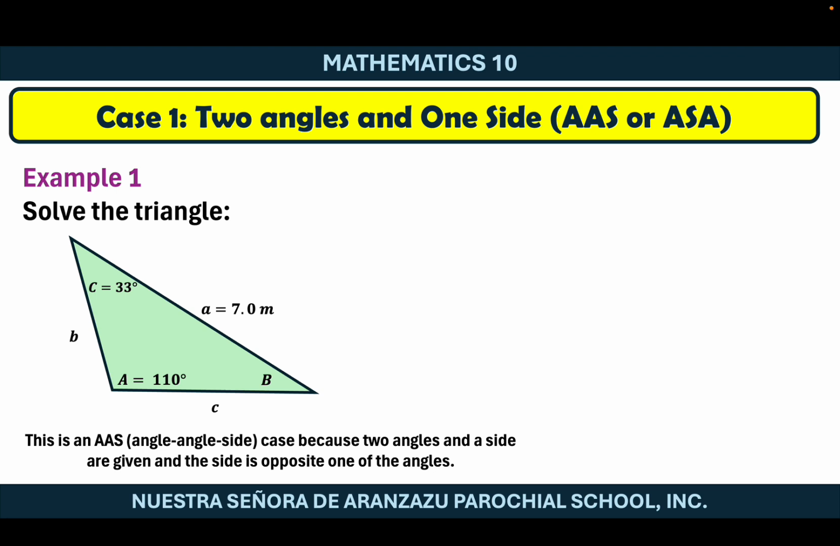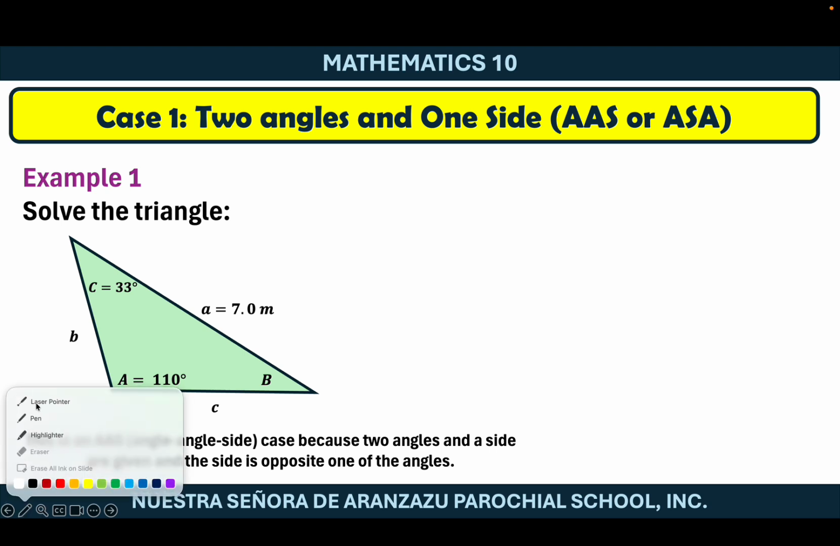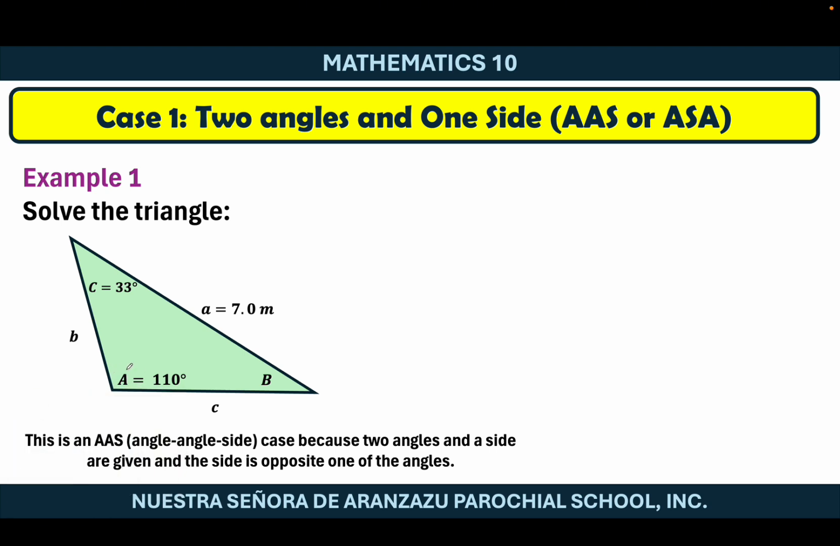Alright, so let's have our first example in solving an oblique triangle using the law of sines. Using the given example, the triangle has an angle A which measures 110 degrees. So this triangle can be classified as what? Is it acute or obtuse? Very good. This is an obtuse triangle because one of the angles of this triangle measures greater than 90 degrees.